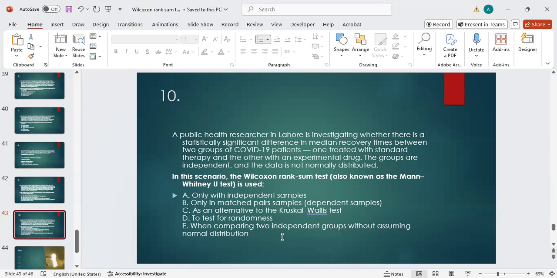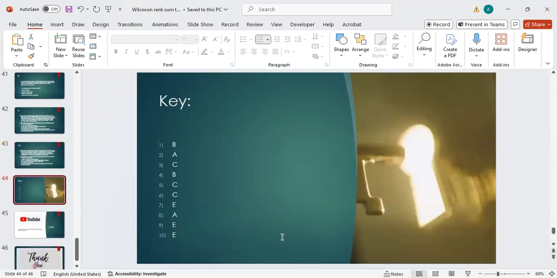In this scenario, the Wilcoxon rank sum test, also known as the Mann-Whitney U test, is used only when the samples are independent, only in matched pair samples, as an alternative to the Kruskal-Wallis test, and to test for randomness, when comparing two independent groups without assuming normal distribution. E. The answer is A. Here is the key of the MCQs.